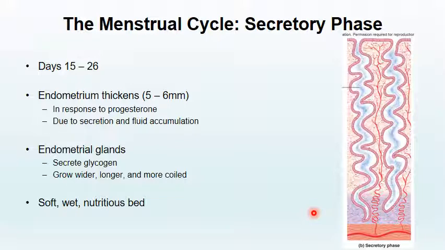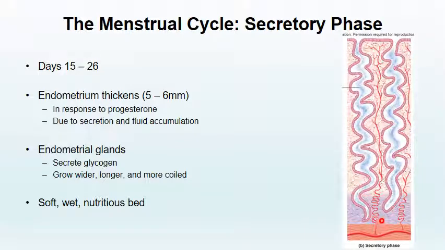On days 15 through 26, we are in the secretory phase. So this is going to start basically just after ovulation. Remember, we have that progesterone that's coming from our corpus luteum in the ovary. That progesterone is going to be sending these signals to the lining of the uterus that it is time to really bulk up. We've ovulated, there is the potential for pregnancy and implantation. So in response, the endometrium is going to thicken. We're going from 3 to 4 millimeters thick to 5 to 6. Most of that is going to be a result of fluid accumulation.